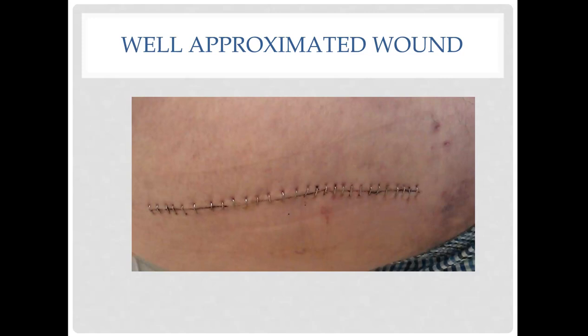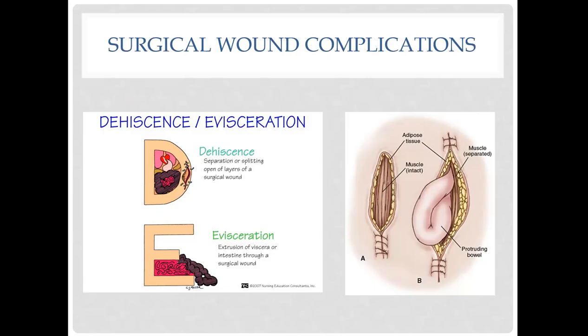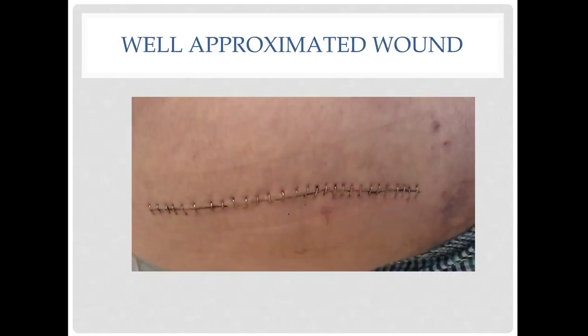Okay, this is a picture of a surgical wound with well-approximated edges. You can see it comes together really well. It's not jagged. There's minimal bruising there. It looks really good. When we're charting that, we would want to measure it and note where it's located. There's no drainage, the edges are well approximated, and then note the number of staples present.